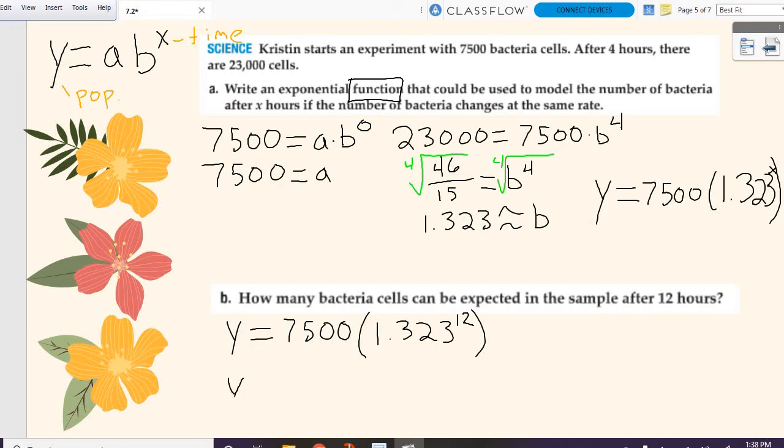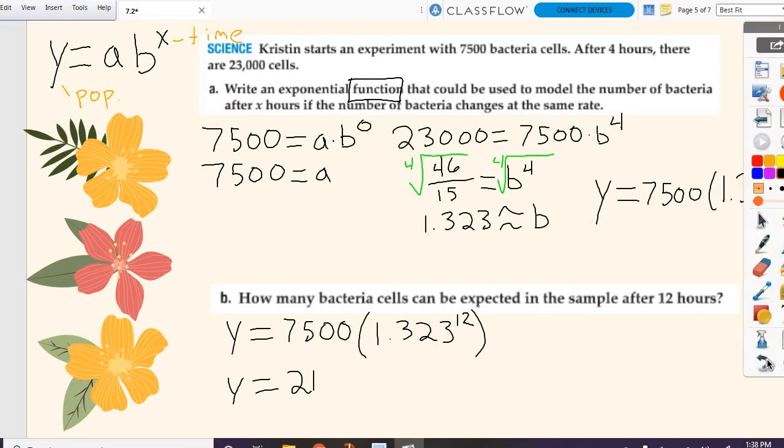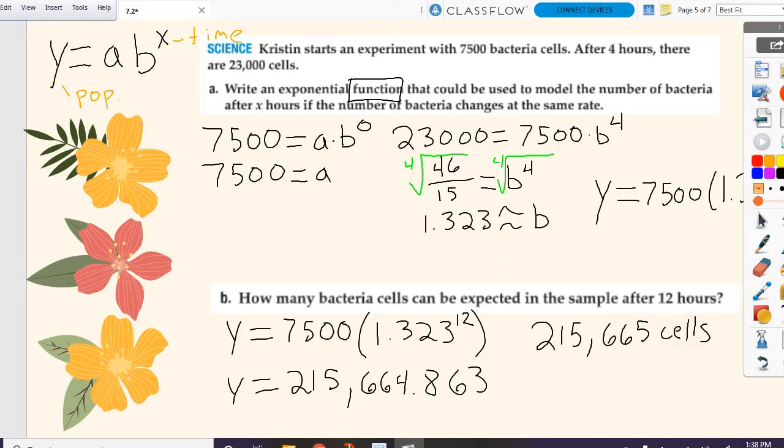And we get y equals 215,664.863. Now, because this is a real-world application, we're going to round to the nearest whole bacteria and put a unit on our answer, which in this case is going to be cells. And so that would be my final answer.